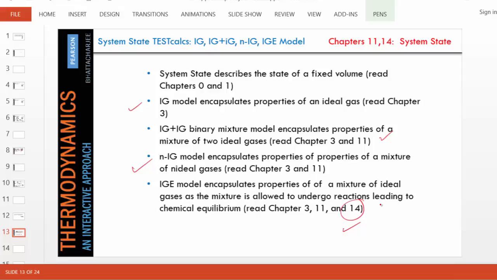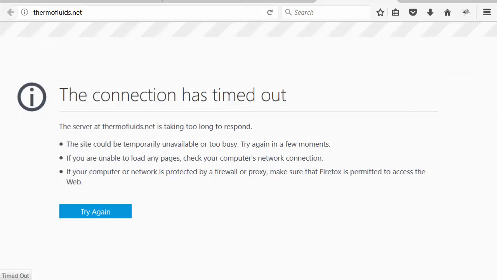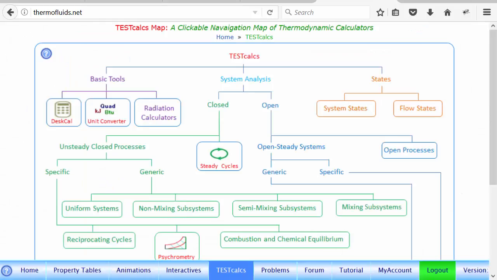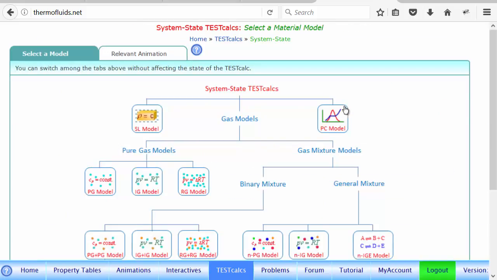So let's begin. To reduce the time demand, I've already started the TESTcalc apps, but to let you know exactly what we'll be using: obviously, we are supposed to find properties of a closed system, which is a system state, so the System State app will be ideally suitable for that.